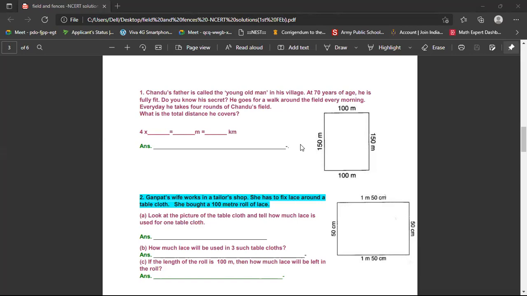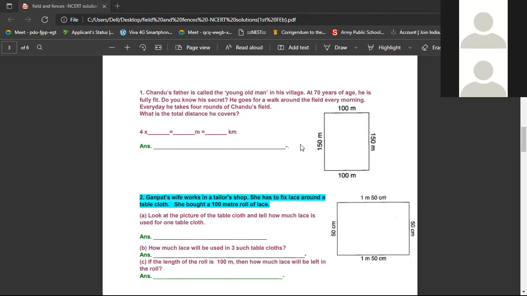So this is the boundary of the field. But our Chandu's father goes for a walk 4 times, 4 rounds. In one round, he can complete 500 meters. So 4 rounds means 4 into 500. 2 kilometers, sir. Let us answer one by one. Don't be in a hurry. 4 into 500, 2000 meters. 2000 meters means, of course, it is 2 kilometers.